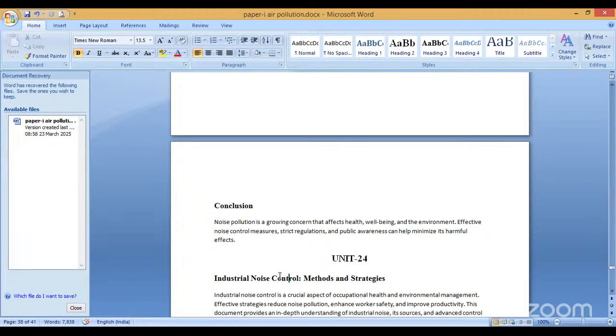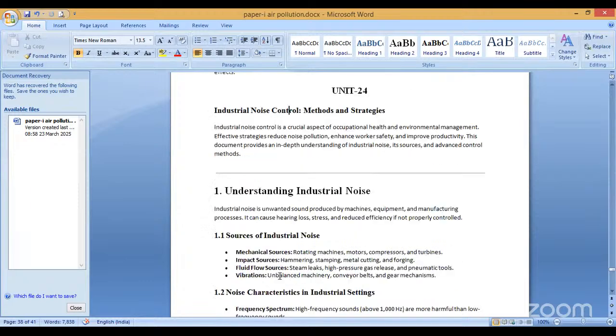Then the next one, Unit 24: industrial noise control, methods, and the regulations. Industrial health and environmental management that enhance work safety and improve productivity. This document provides an in-depth understanding of industrial noise, its sources, and its advanced control methods.